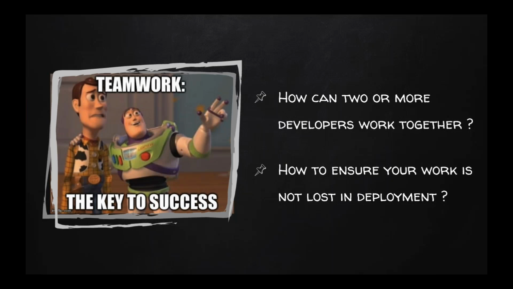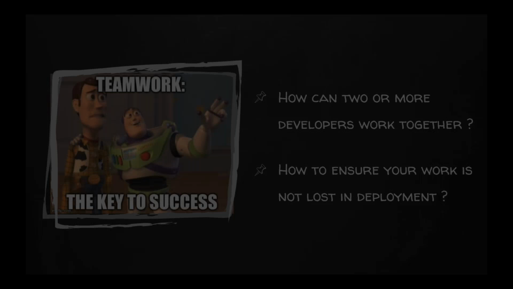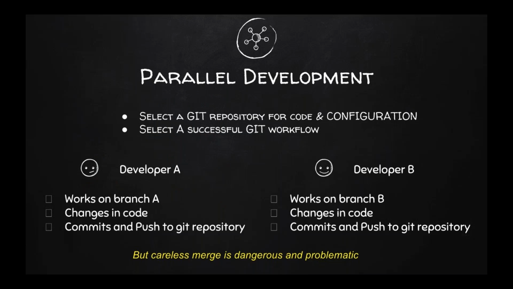So we'll be focusing on two things: how a team can work and how you can ensure that your work is not lost in deployments. So let's say you have a team of two developers where you have a Git repository for your code and configuration.